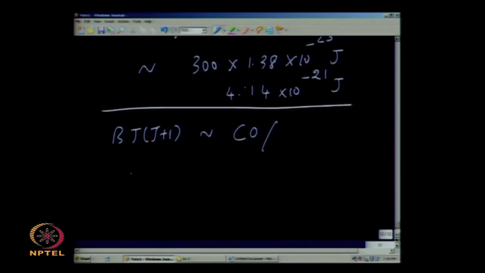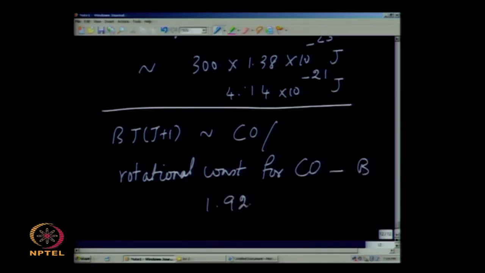The rotational constant for carbon monoxide, B, the value of B is given as 1.923 centimeter inverse. Okay. So, given this as the B value, hcB is something that you can calculate. h is Planck's constant, c is the speed of light.